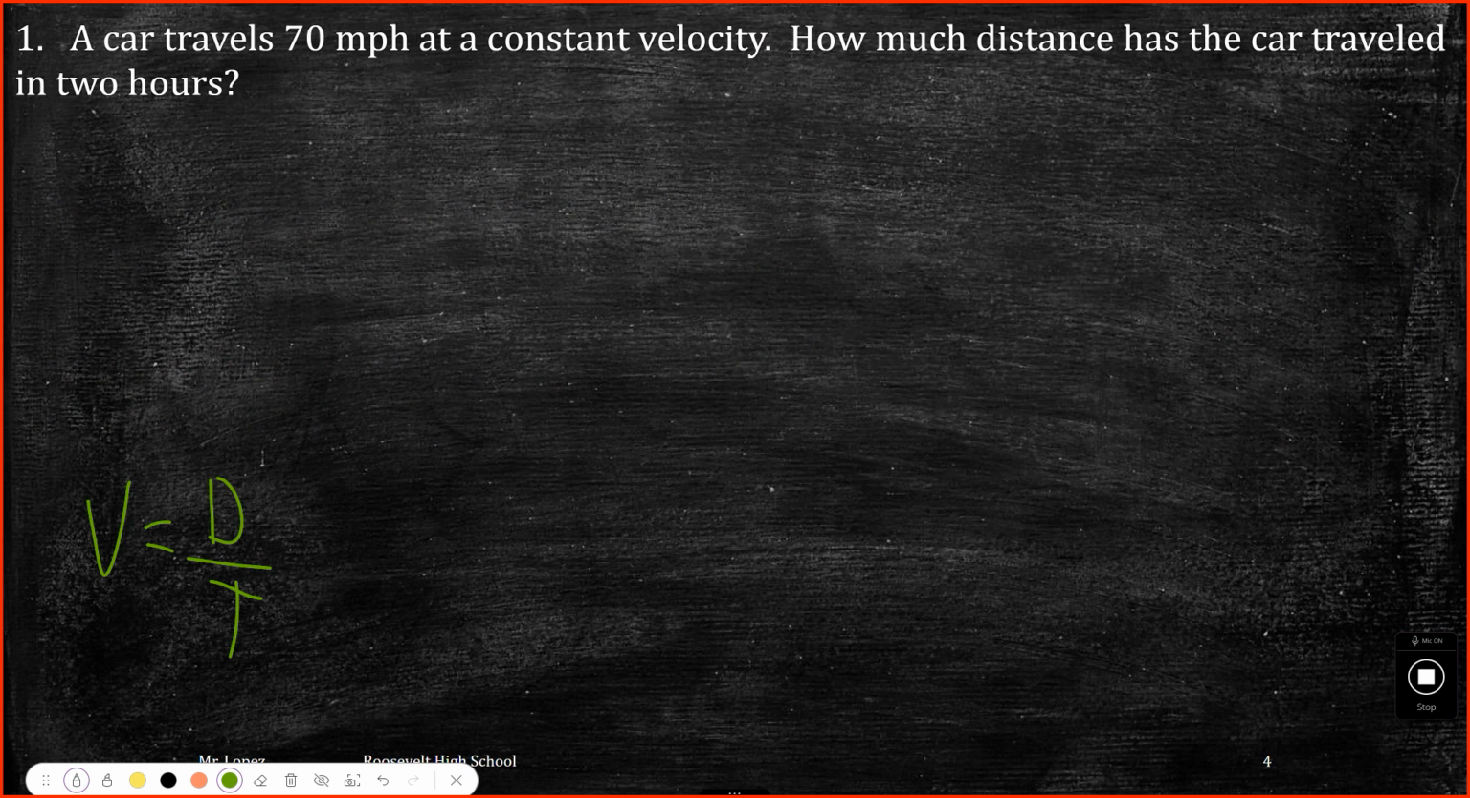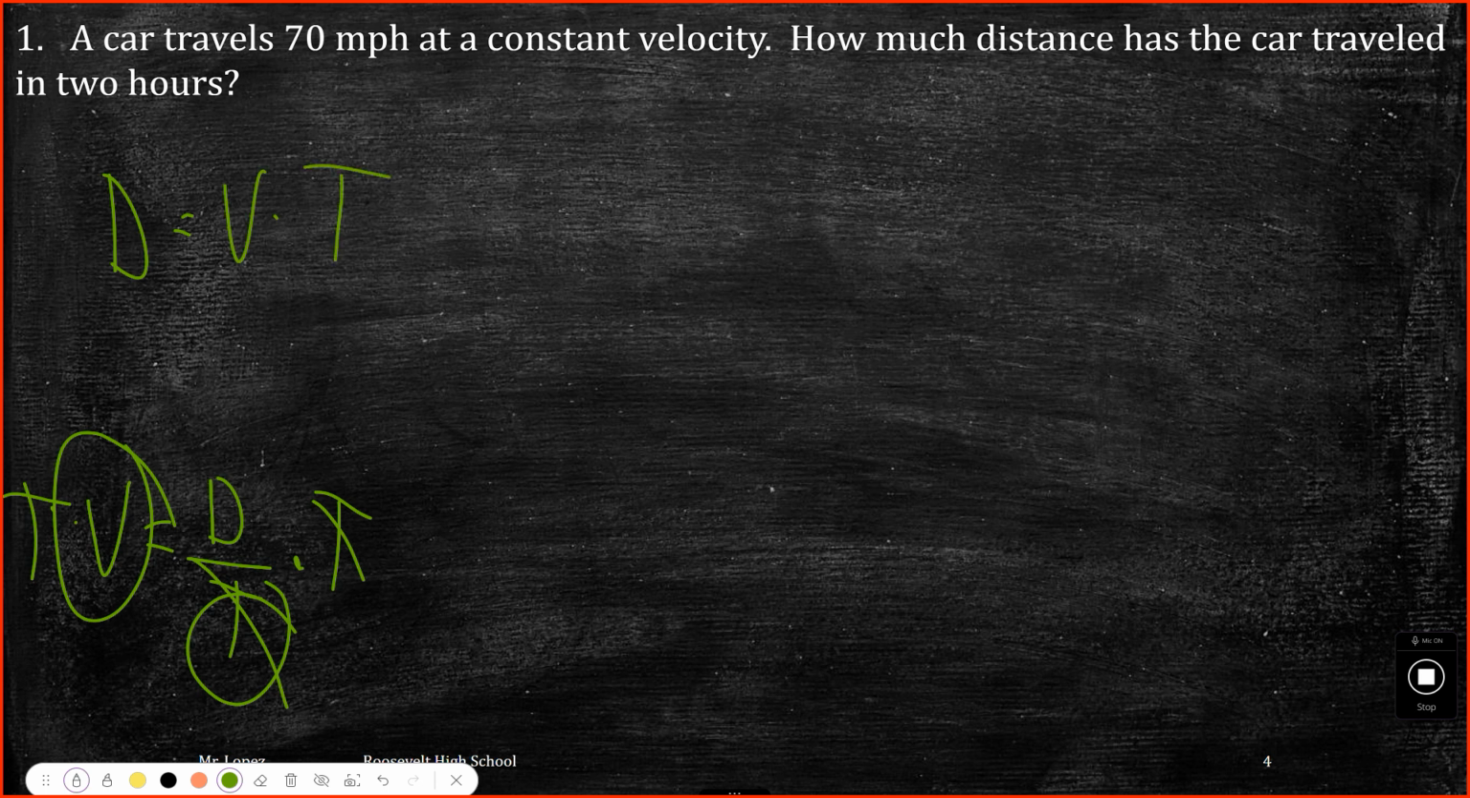Car travels 70 miles per hour. That is velocity at a constant velocity. How much distance does a car travel in 2 hours? This is time. So I want to get distance. Okay, so how do we get distance by itself? Multiply by time. So that will be distance equals velocity times time. All right, distance is velocity times time.